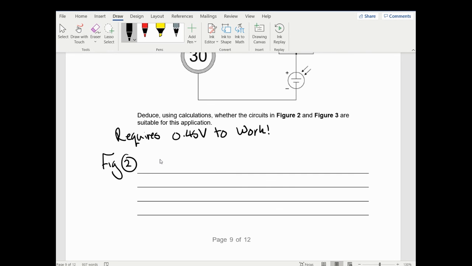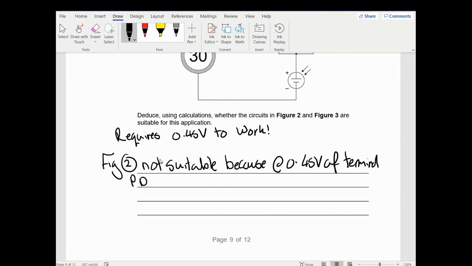So Figure 2 is not suitable because at 0.45 volts of terminal PD, there is not enough current supplied. Okay, so if I wanted enough voltage to be supplied, I'm not getting enough current, so I'm not going to get enough power. Okay.